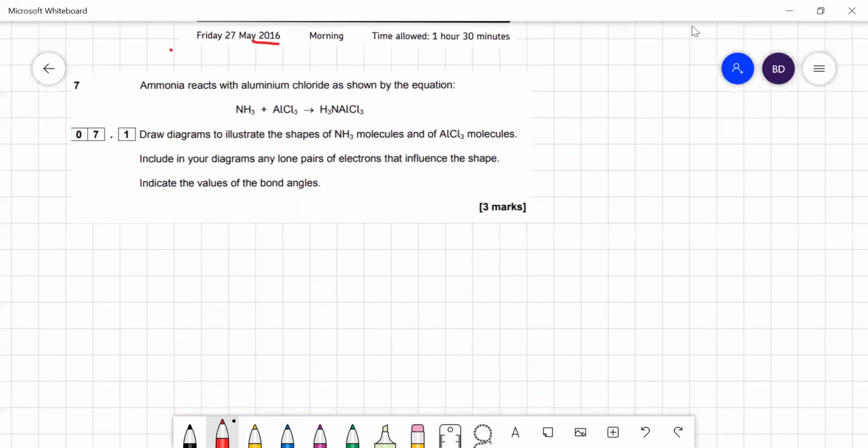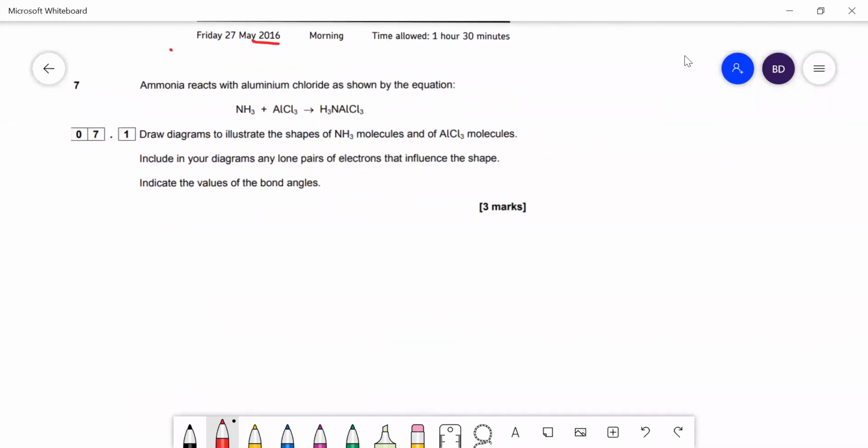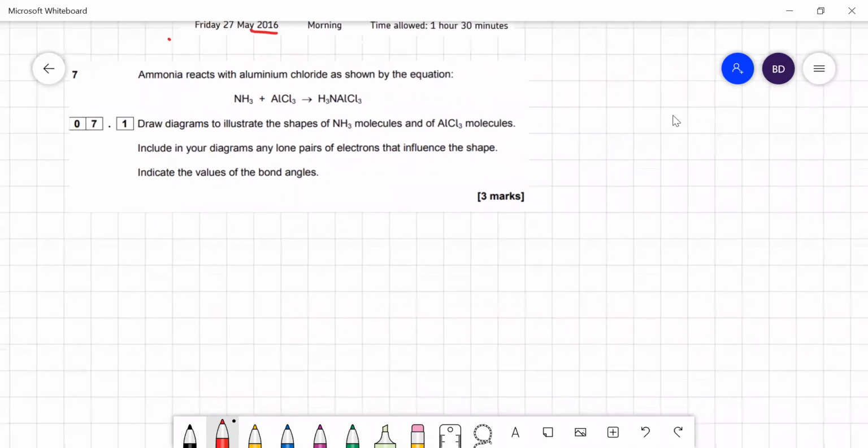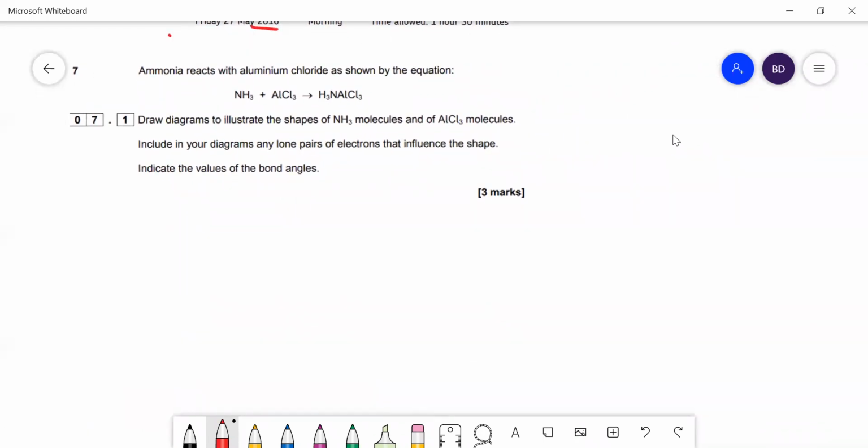Right, ammonia reacts with the aluminium chloride as shown by the equation. Draw diagrams to illustrate the shapes of the NH3 molecule and the aluminium chloride molecule. Include any lone pairs, etc. Now, what I would do here is, first of all, I would sketch a dot cross diagram, which I'd cross out because that's not what they want.